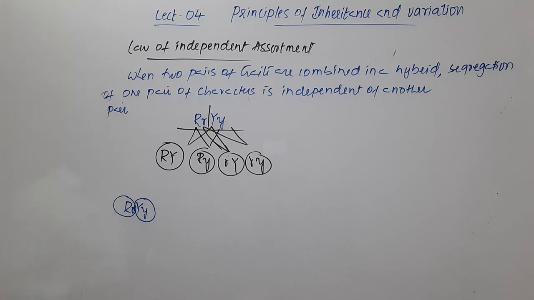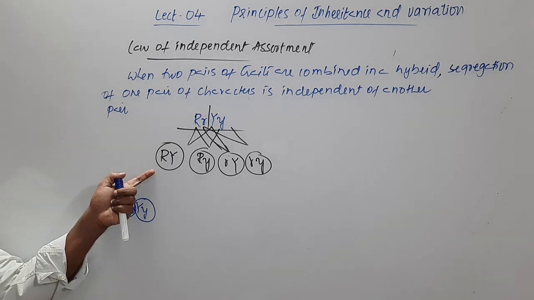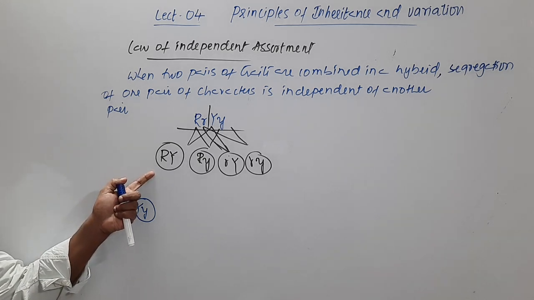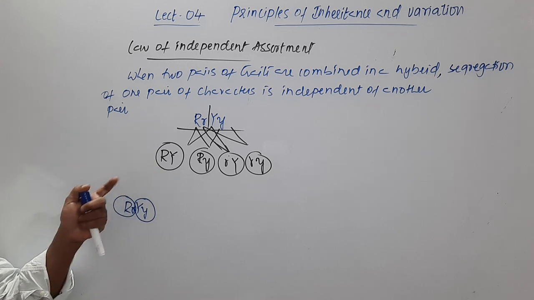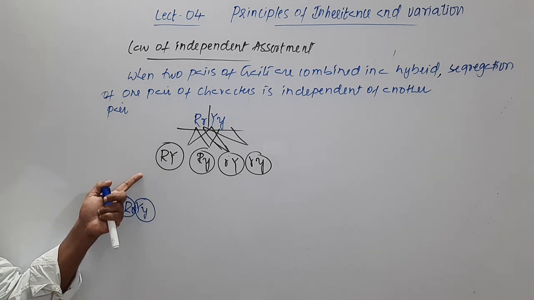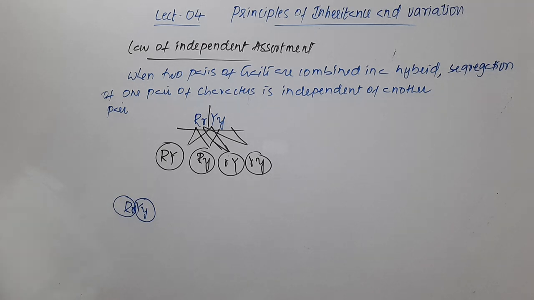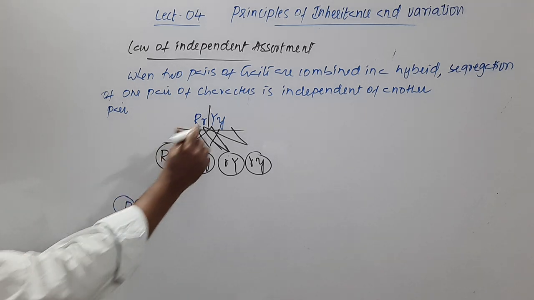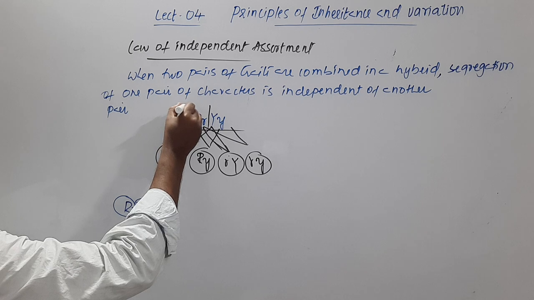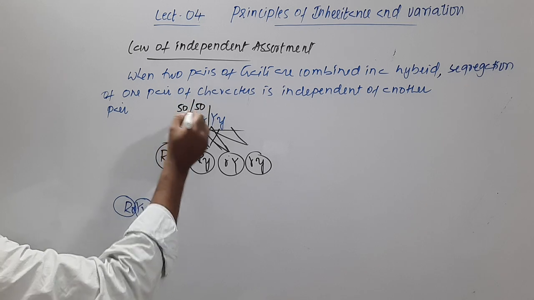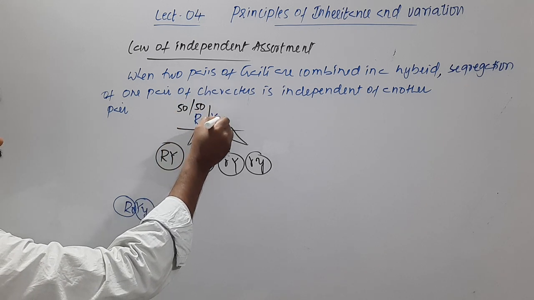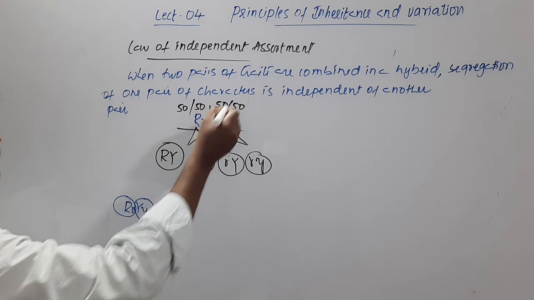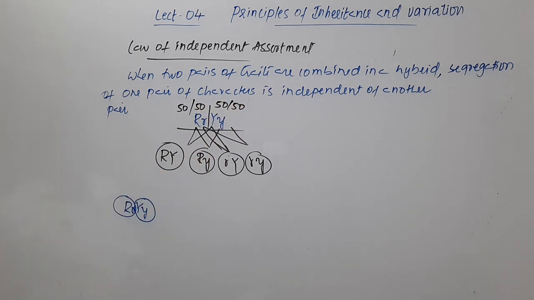So we can see there is a formation of four gametes, each one contributing 50%. So here the capital R, the segregation is 50% of this capital R and 50% of a small r. And this capital Y and small y will also have 50-50 separation.